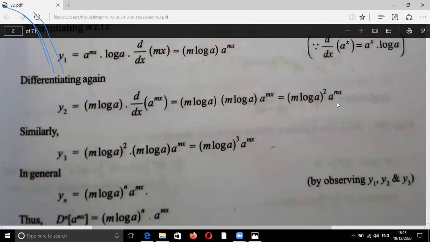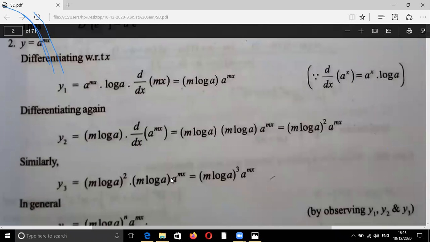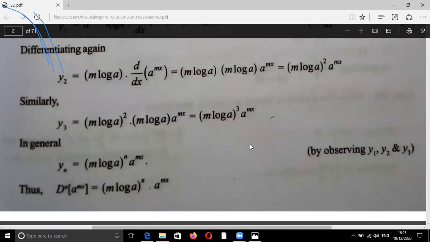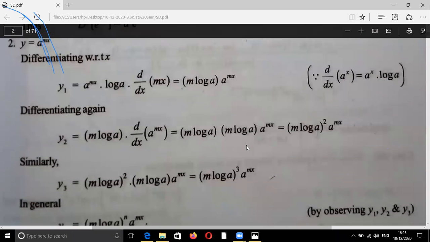Similarly, if you differentiate, m log a to the power 2 is a constant, so you write it outside. Now if you differentiate a to the power mx, you get the same thing you got in y1, m log a into a to the power mx. Now if you simplify, m log a whole square is there, m log a is there. Already you know a to the power m into a to the power n can be written as a to the power m plus n. By using that, you can write m log a to the power 3 into a to the power mx. Now you have y1, y2, y3 from y.